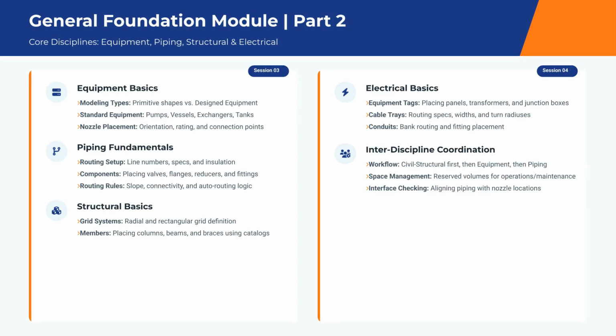Part 2 of the foundation covers core disciplines: equipment, piping, structural, and electrical basics. You will also learn crucial interdiscipline coordination techniques, including space management and interface checking.